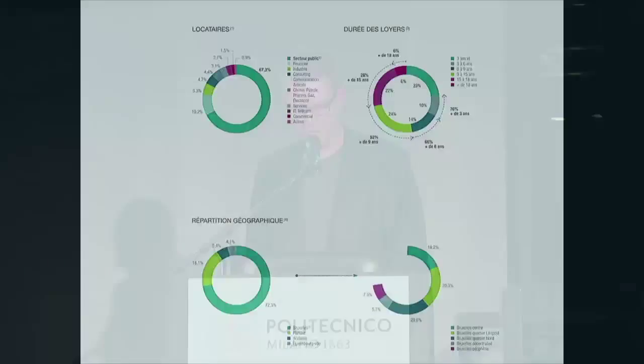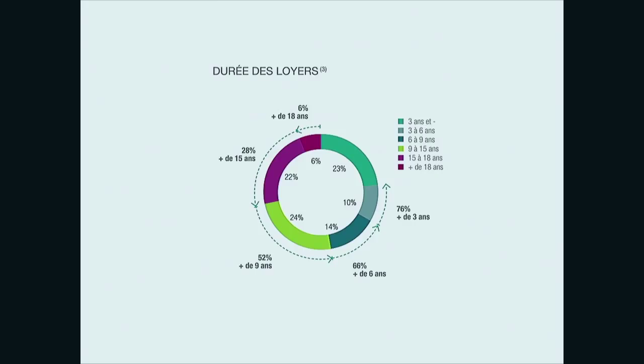What is of interest mostly is the diagram on the upper right, which shows the average duration of the tenancies. So how long will one of these renters stay on the spot? And you see that almost a quarter of them are staying 3 years or less.